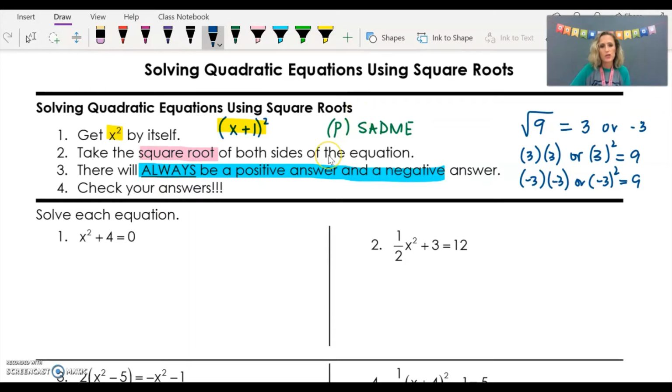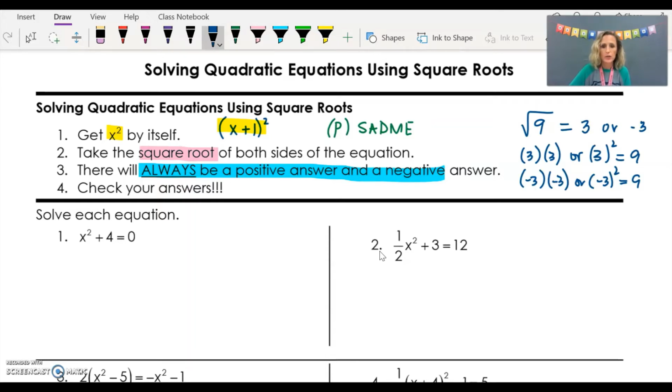But if there's no radical in the problem, so if you look at these problems down below, there's no radical here, we're going to insert a radical, or a square root symbol, into the equation in order to isolate the x. And when we do that, we have to account for the possibility that there are both of those answers, that positive and negative answer. After that, just depending on the type of problem, you may have to solve a little more to get x by itself, and I'll show you those examples down below.